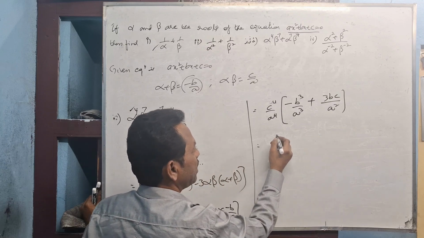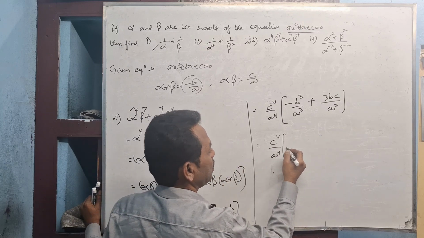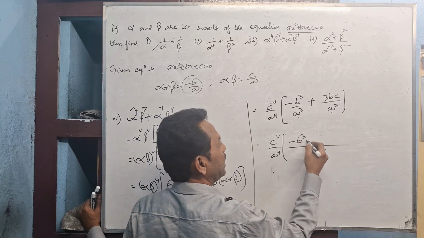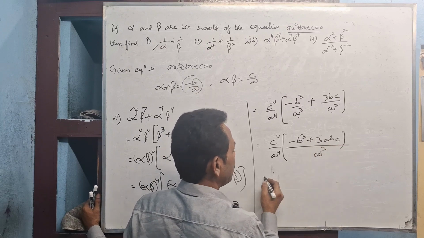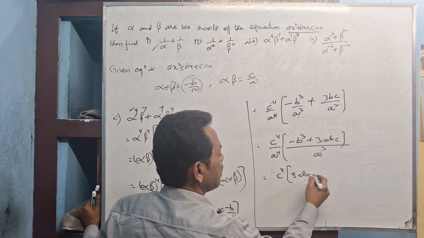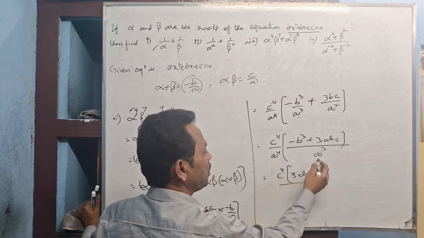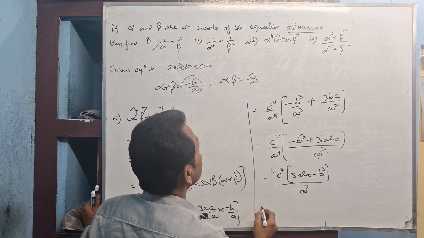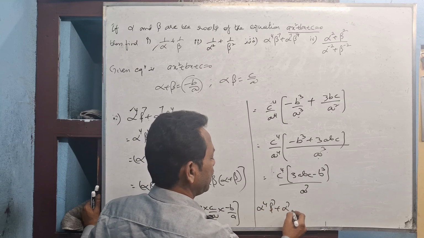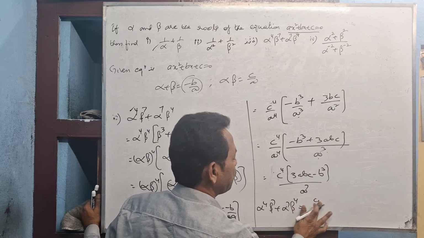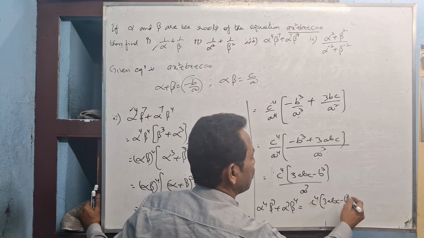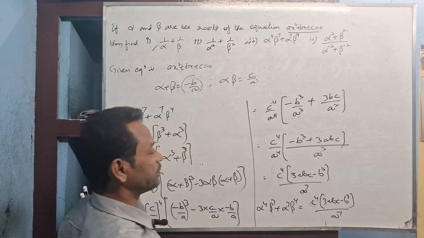Okay now, let me simplify. c power of 4 by a power of 4 equal to, your LCM value for the denominator is a cube. So you'll get minus b cube, here I'll get 3abc. Now this you can write as c power of 4 into 3abc minus b cube divided by a power of 4 into a cube is a power of 7. Therefore, the value of alpha power 4 beta power 7 plus alpha power 7 beta power 4 equal to c power of 4 into 3abc minus b cube divided by a power 7.